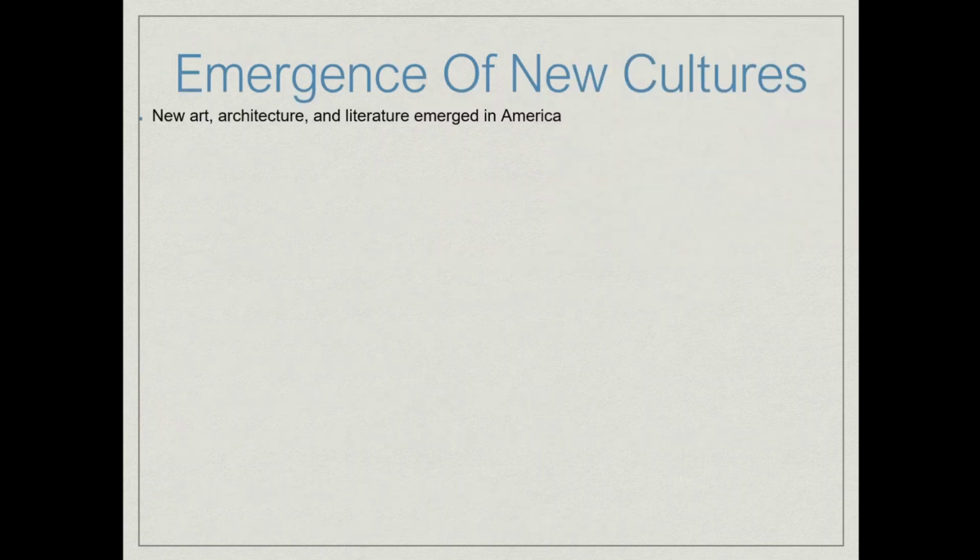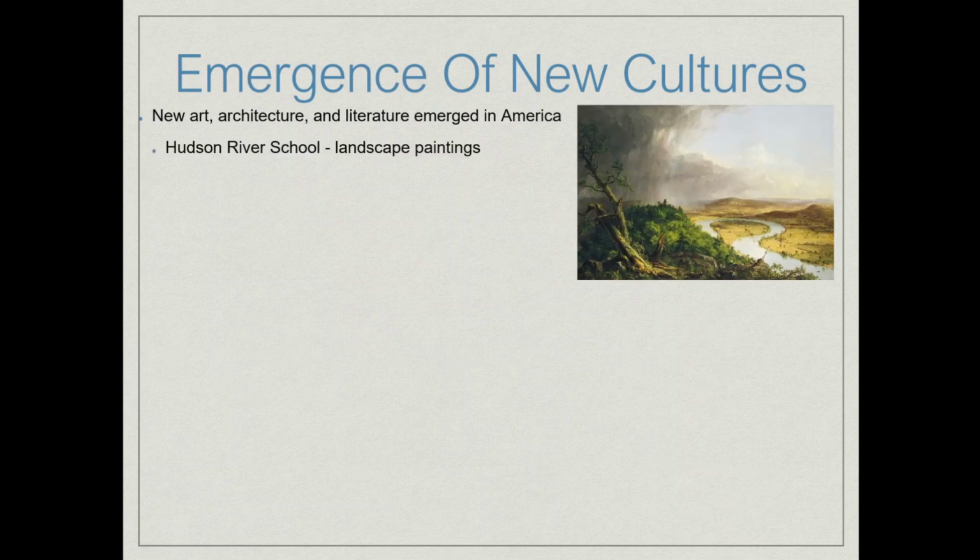Let's talk about some of the more things that come from the Second Great Awakening, new cultures. We have new art, architecture, and literature emerged. We have the Hudson River Valley art. We have new authors like Edgar Allan Poe. Hudson River Valley art did landscape paintings in America. John James Audubon did the environment and birds.